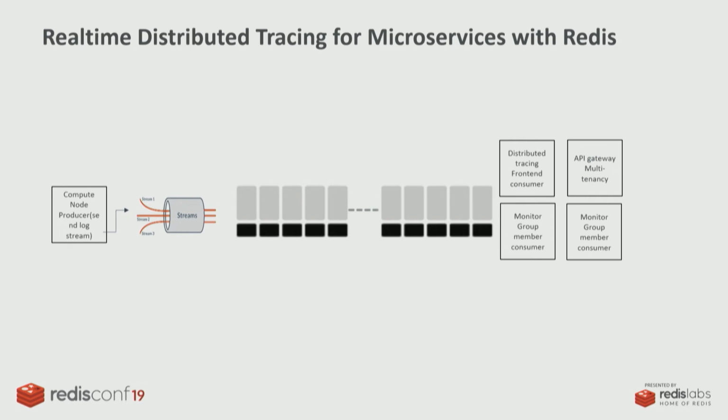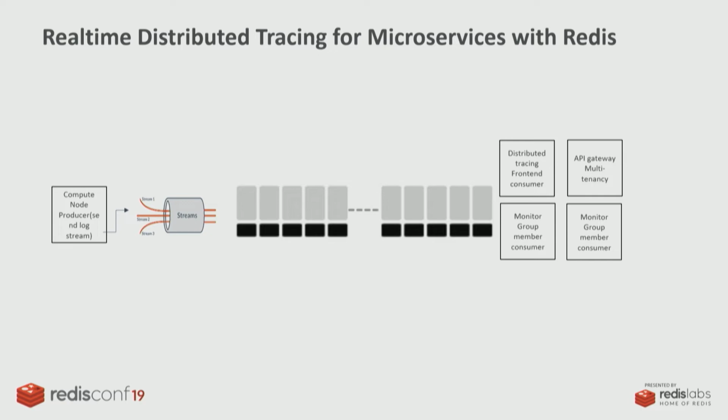And this is one example architecture. It doesn't have everything which I have worked on, but still it should give you an idea, where you have a compute node with a producer which is going to send streams as logs from the compute nodes, and it goes into a Redis cluster, and the distributed tracing front-end consumer is going to consume it and find logs based on your search query for the application group for which you are interested to see the logs.